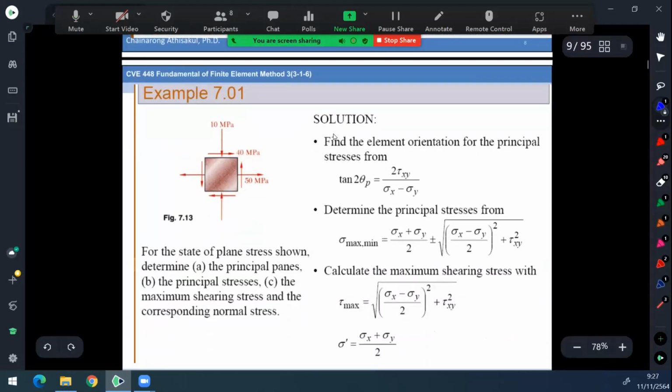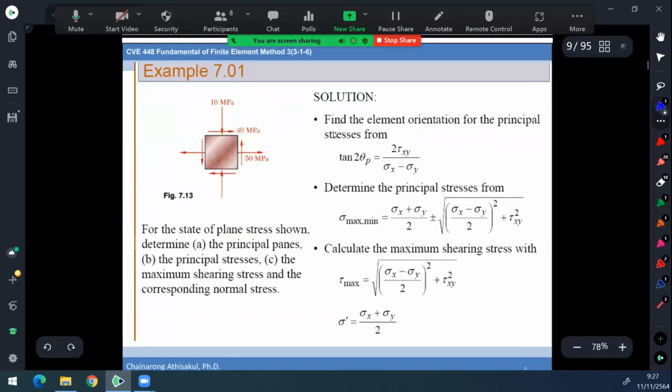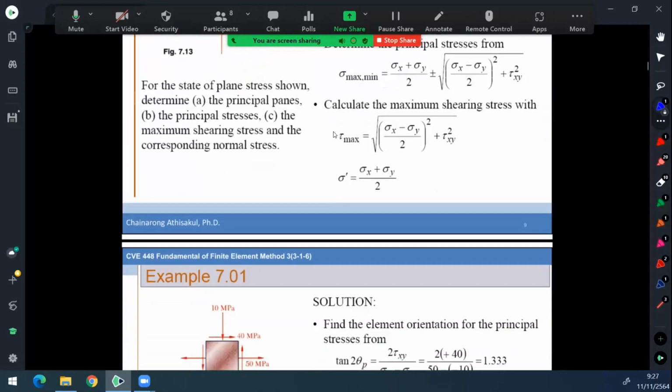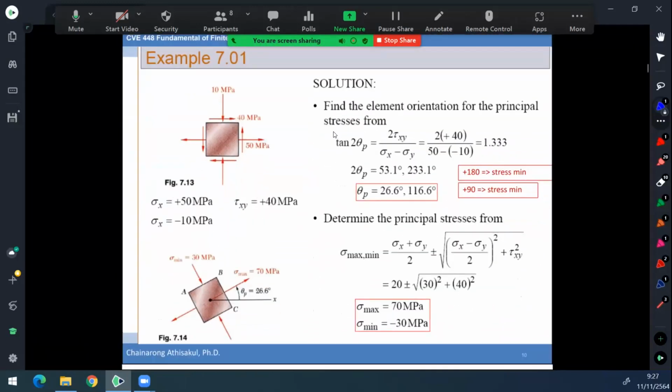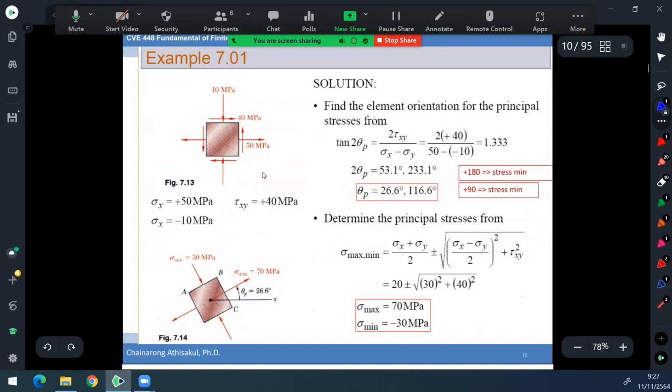This is an example that I include in a slide in order for you to review yourself. I think you may review it by yourself in order to find the principal stress and the principal direction. That is the direction that we transform the plane to find the plane that has the principal stress.